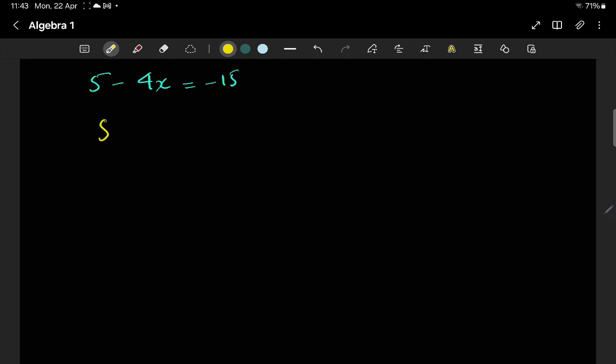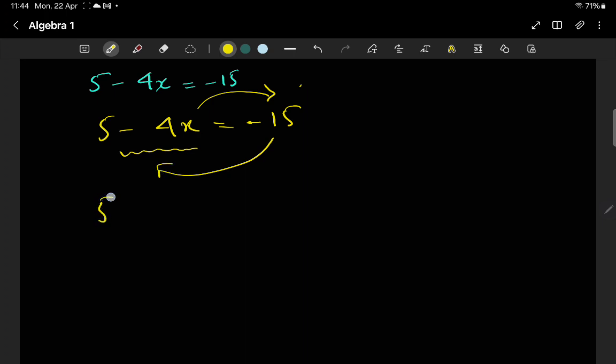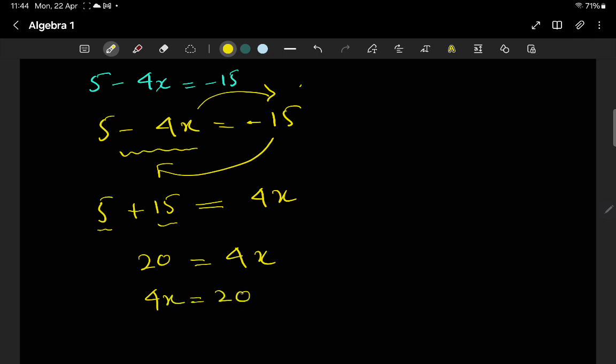Let's see another example. 5 minus 4x equals minus 15. Here we can see x is with a minus sign. So first we will make it positive. We will send 4x here and minus 15 here. So minus 15 becomes plus 15 after sending, and 4x minus 4x becomes positive 4x, and we don't write the plus sign. So 5 plus 15 is 20, 4x, and here we can write 20 equals 4x like this.